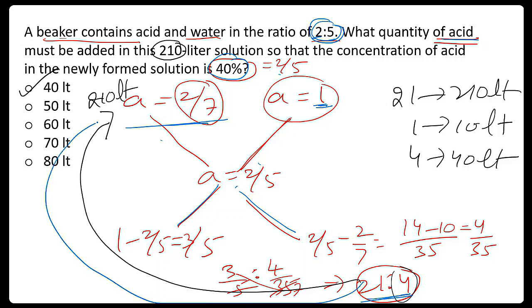21 parts is something we already have, which is given as 210 liters. Then 4 parts is something we are supposed to find. So if 21 parts is 210, then 4 parts is 40, because each part is 10, so 4 parts is 40. Clear? So this question has two methods, the rule of alligation as well as the X method.